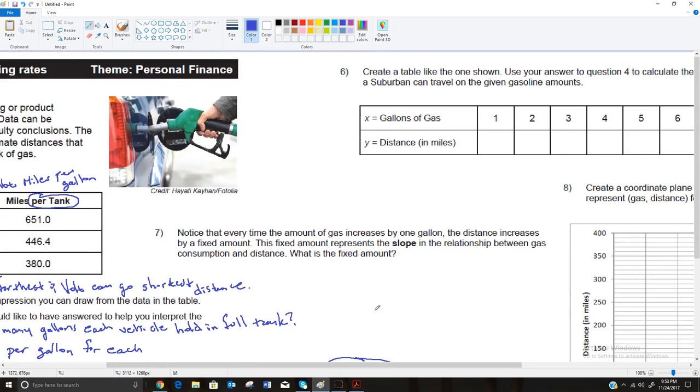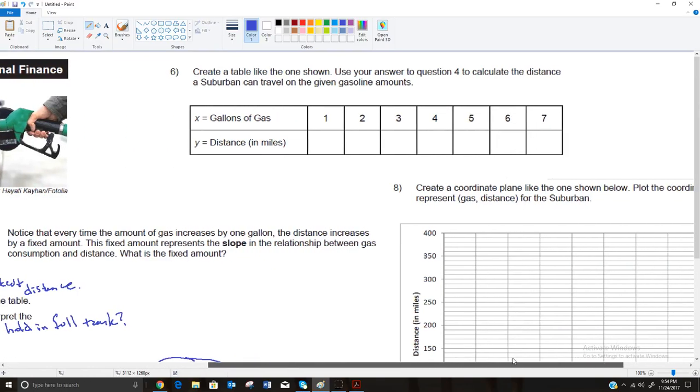So now let's go up here to our table. It says, create a table like the one shown and use your answer to question 4 to calculate the distance. So we don't have to create the table. It's already there. I don't know why they say create it. So obviously if we had 0 gallons of gas, I'm going to add that in here. If we had 0 gallons of gas, we could go 0 miles.